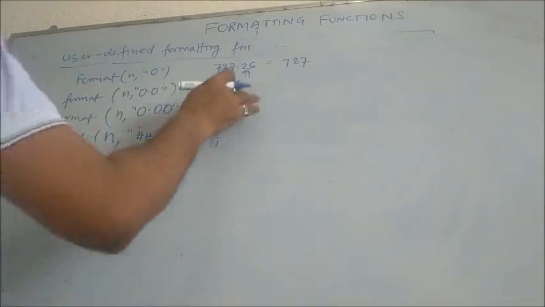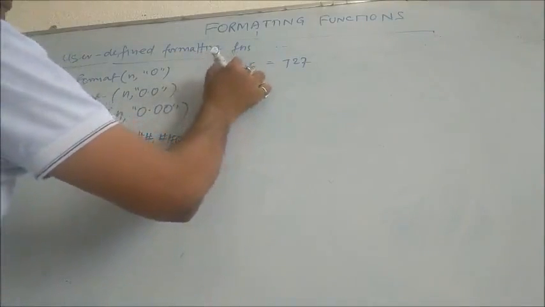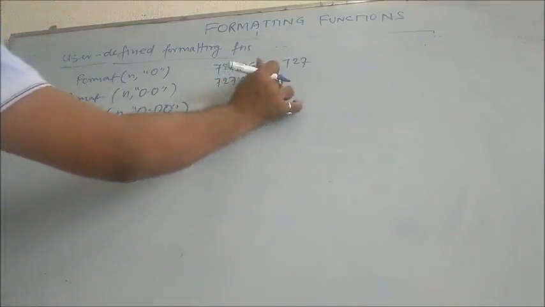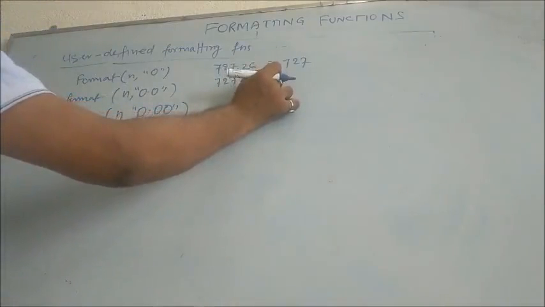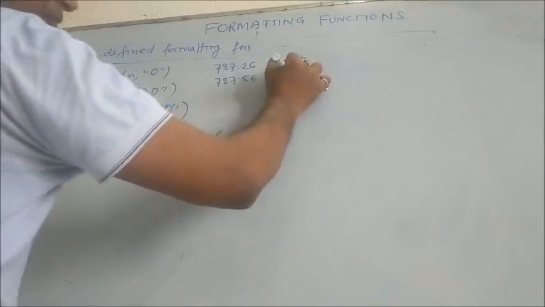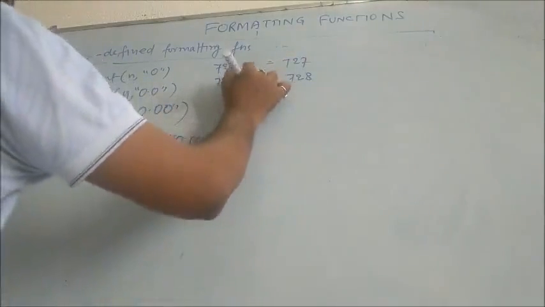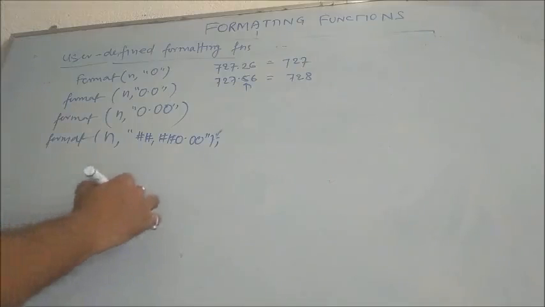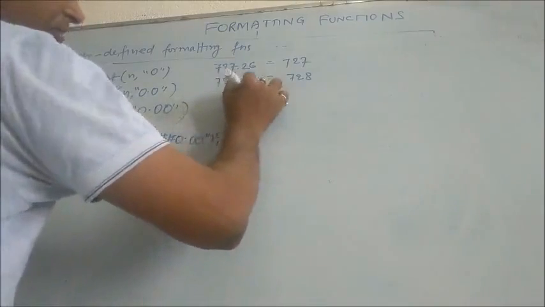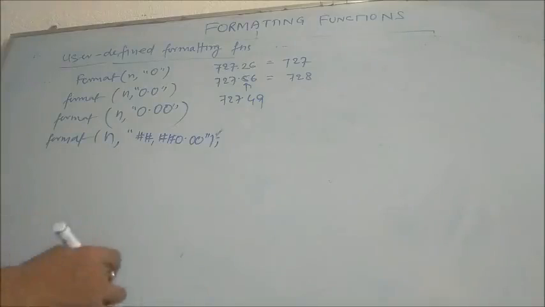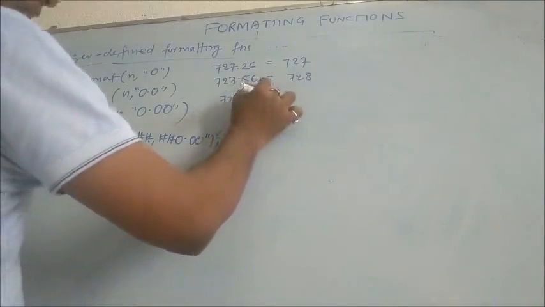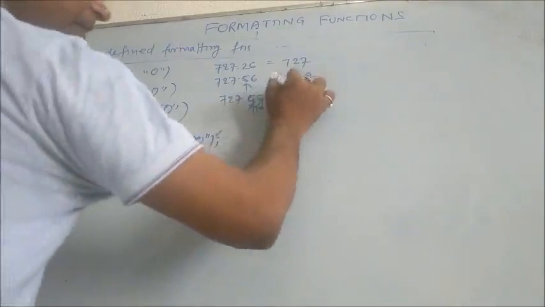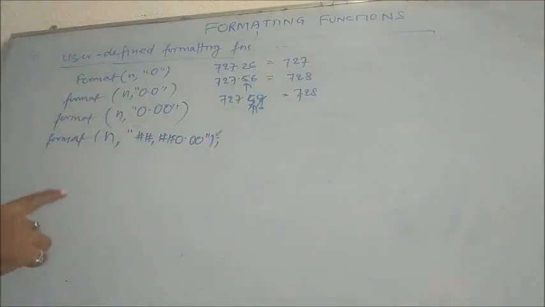Next one, if it is having 727.56. I know that 5 is greater than 4, that is, it comes in the second list, 5 to 9. So it will be nothing but 728, because due to this 5, I will round off 727 as 728. Fine. So what will happen if I take 727.49? In this case, the 9 will round the 4 up to 5, and finally the answer will be 728. In both cases, you will have 728.